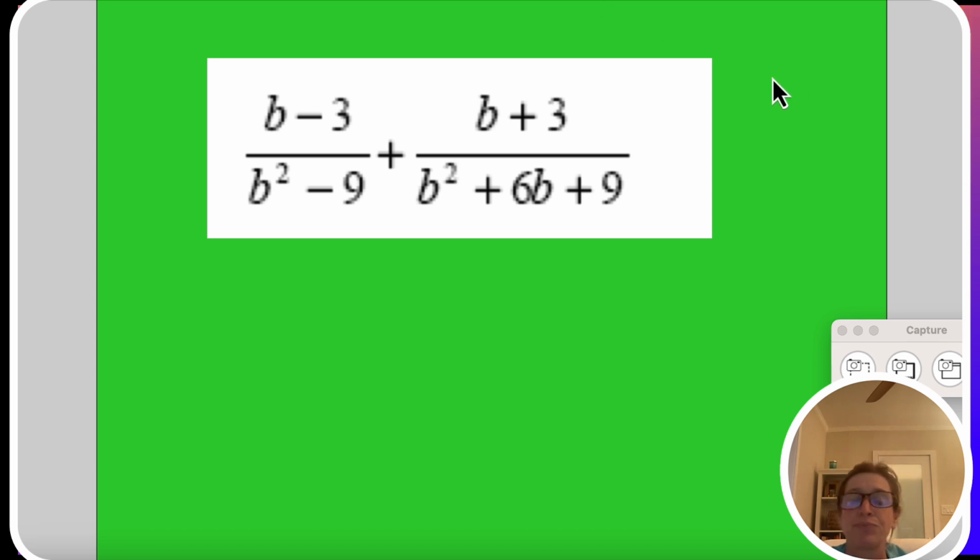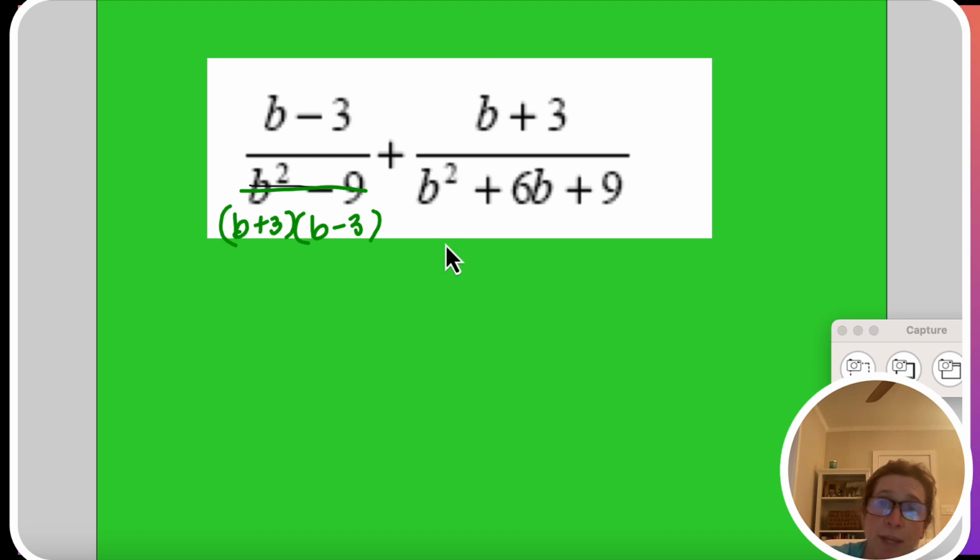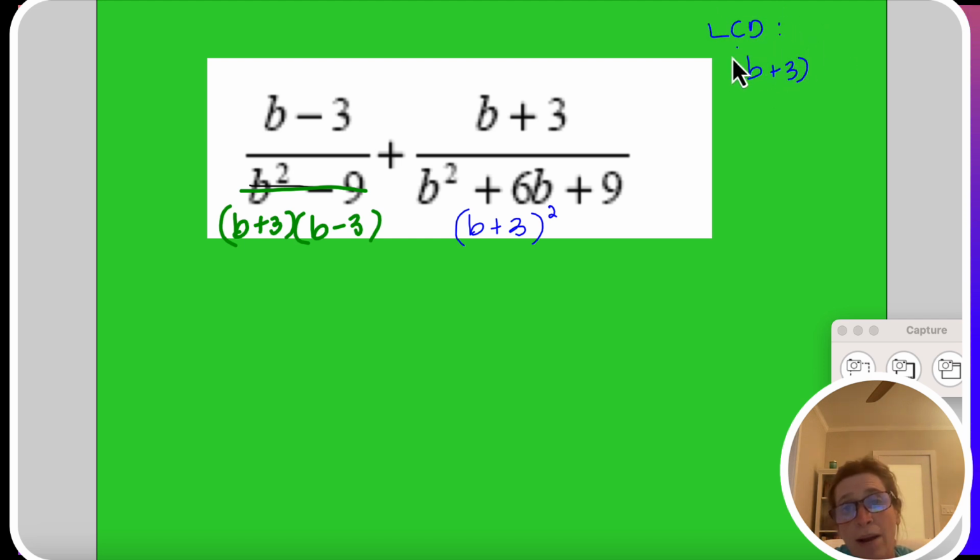That's a little bit harder. Now, like we found earlier with our LCDs, we have to make sure that our denominators are in factored form before we find our LCDs, kind of like those two examples I did at the beginning. So I'm going to have to factor each denominator. So this would be b plus 3, b minus 3. This would be b plus 3, b plus 3, so b plus 3 squared. I'm going to find my LCD, which is going to be b plus 3 squared times b minus 3.